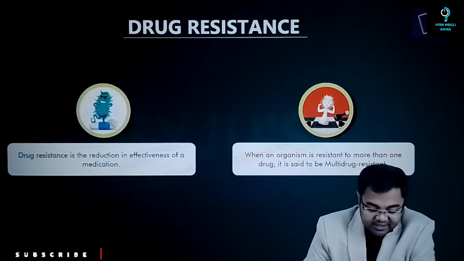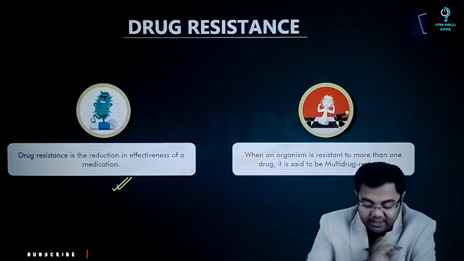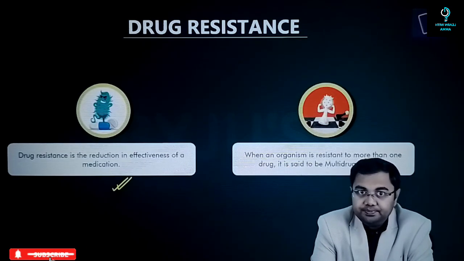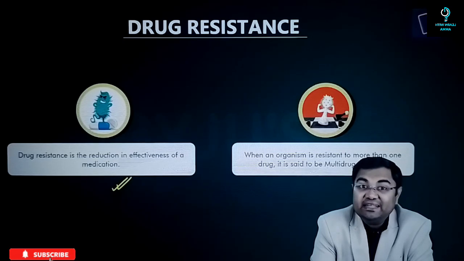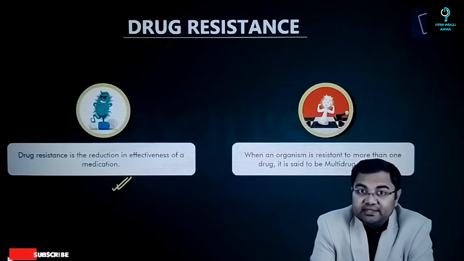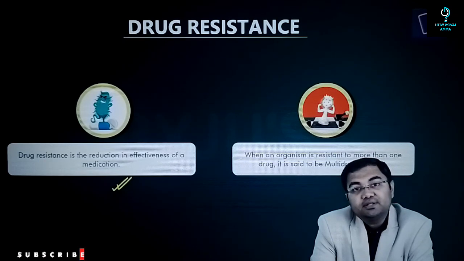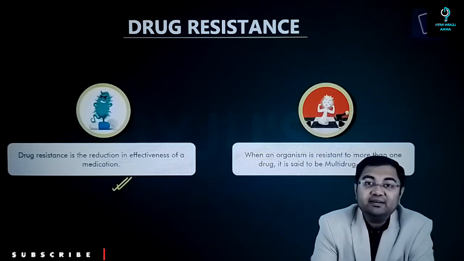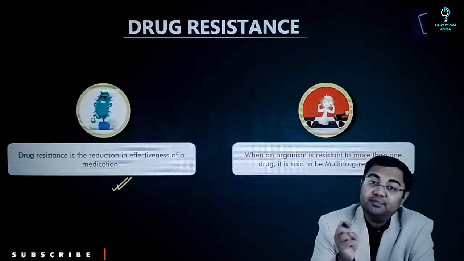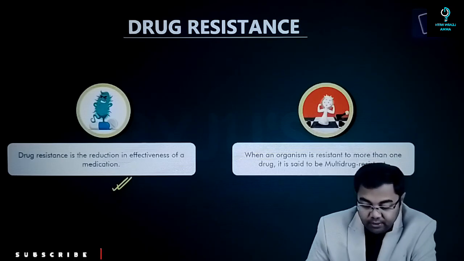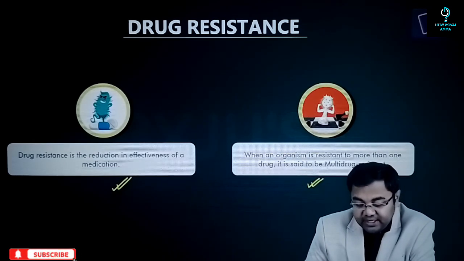So first of all, drug resistance is the reduction in effectiveness of medication, right? So the medication or the drug that is being taken against a particular pathogen is not working anymore. It is not effective anymore. So this is the condition where we'll say that the particular pathogen has become drug resistant. When an organism is resistant to more than one drug, it is said to be multi-drug resistant.